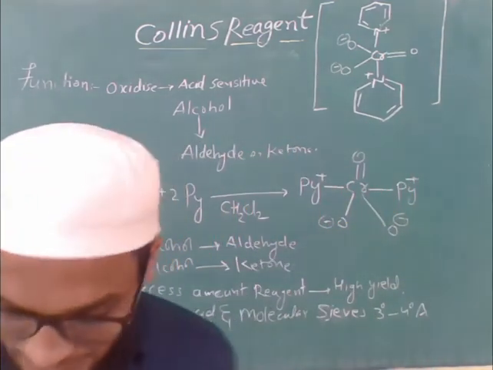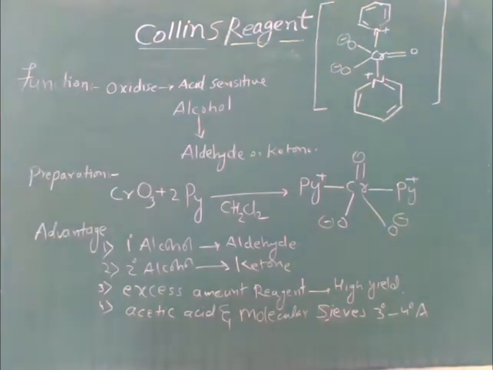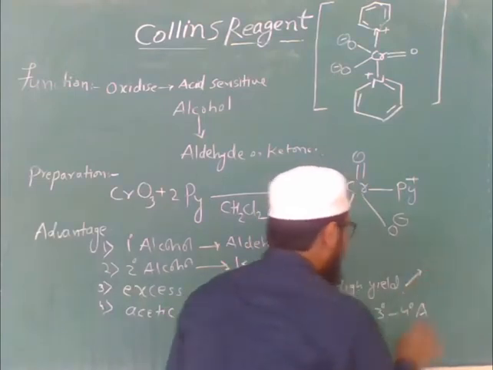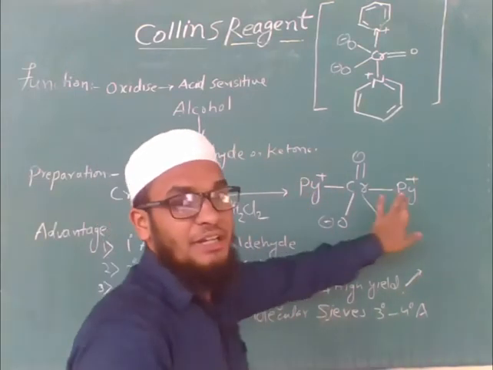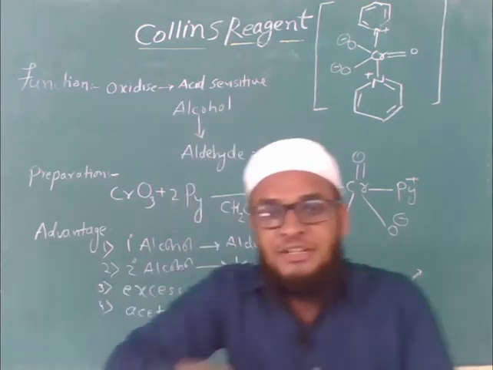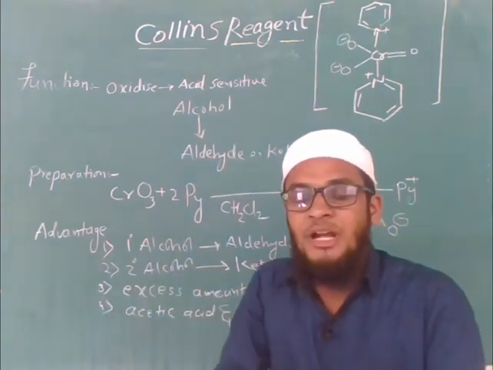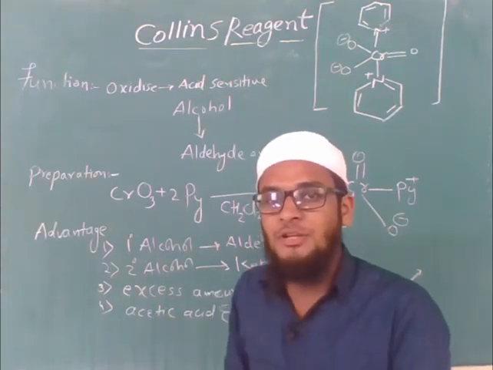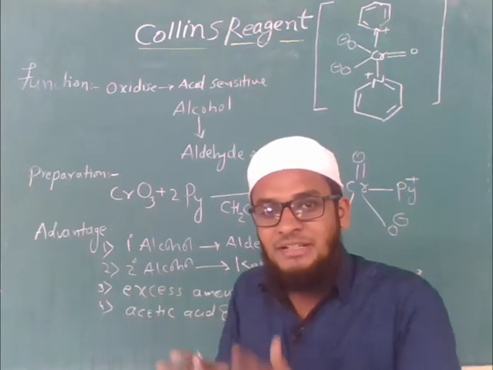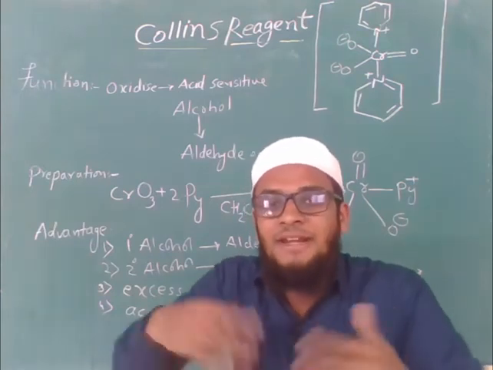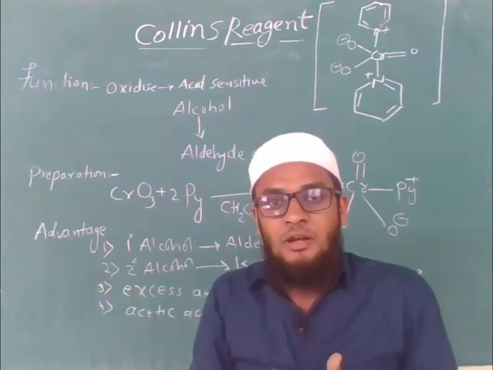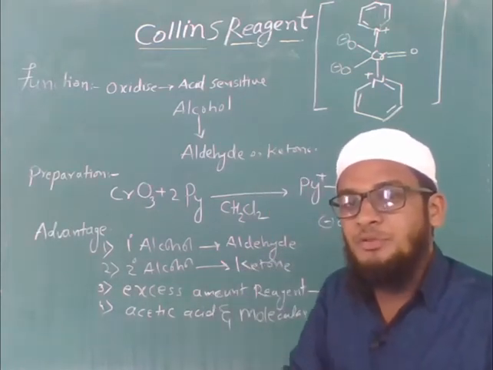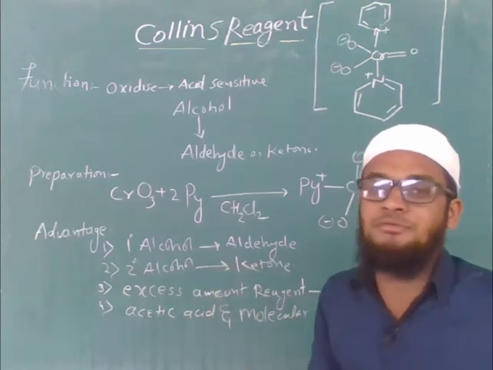Now the disadvantage is, by using an excess amount of reagent, what does the reagent contain? It contains pyridine, which is a base. So by increasing the reagent in excess amount, it will make the medium basic. So if our alcohol molecule or our reactant contains a base sensitive group, it will react with that. So these were the disadvantages of using pyridine in excess amount.